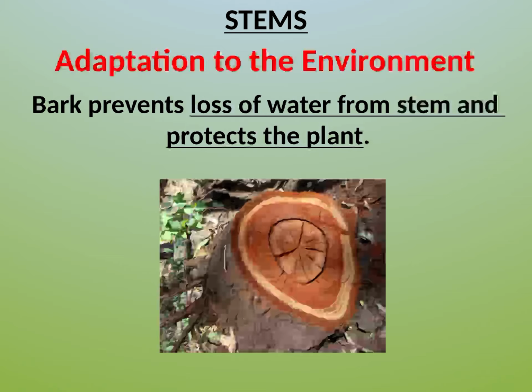So, some adaptations of stems. Bark is an adaptation of a stem. When you go outside and you look at a tree and you see a tree trunk, that is just a big old stem. And the bark is an adaptation that the tree has to help prevent the loss of water and also protect the plant.